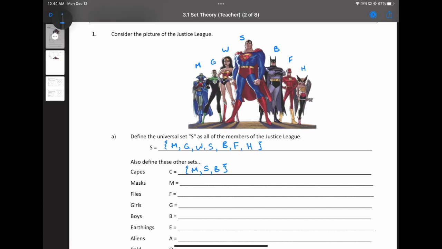And then we go to masks. Going from left to right again, we get nope, nope, nope, nope. Batman, Flash, and Hawkgirl all do.